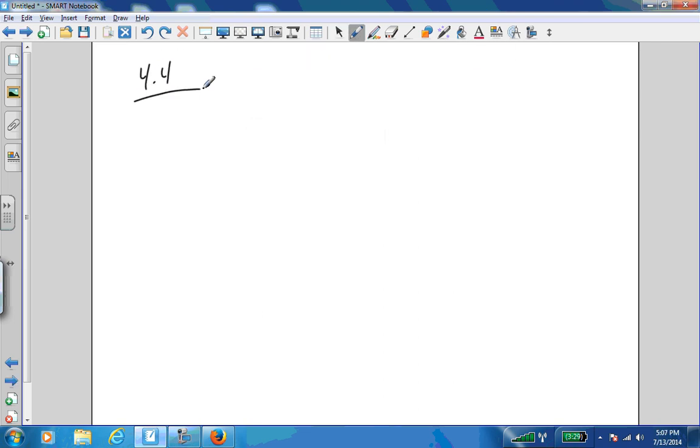Section 4.4 deals with linear combination and span. Linear combination and span. So a linear combination is just adding a scalar of one vector to another vector.